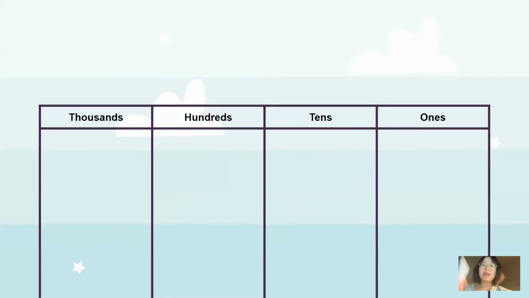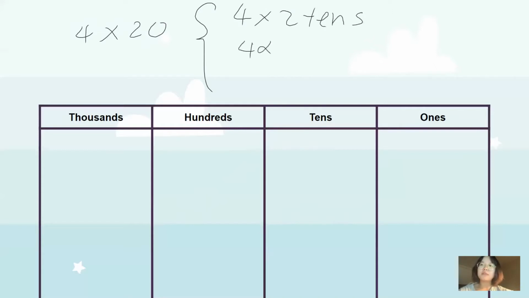Okay, and let's see this one, 4 times 20. Just like 3 times 100 can be expressed as 3 times 10 times 10, there are different ways to show 4 times 20 to help us multiply. What is another way that I could express 4 times 20? 4 times 2 tens, or 4 times 2 times 10, or 8 times 10.